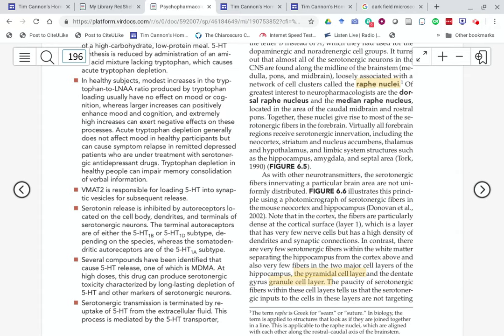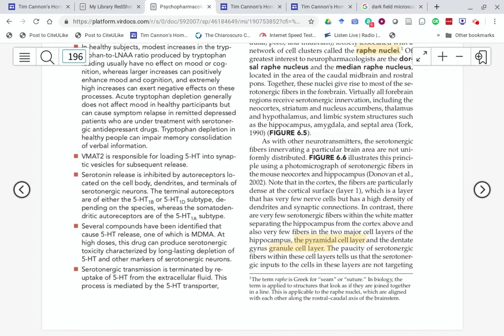Right. They're not uniform. Of course, they go to certain places. Serotonergic fibers in the mouse neocortex. You would probably just call that the cortex. It's the cerebral cortex. And the hippocampus. And boy, the hippocampus is important. And we've seen some of that in relation to spatial memory and memory in general, navigation, spatial orientation, and memory.